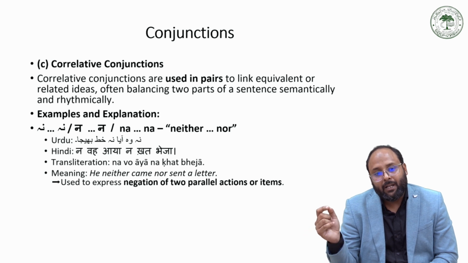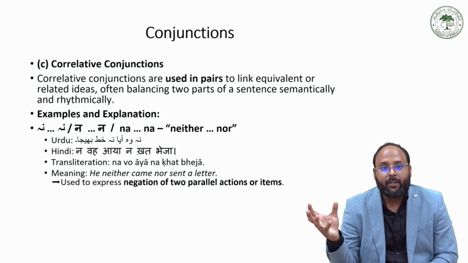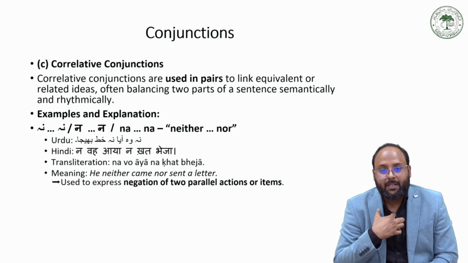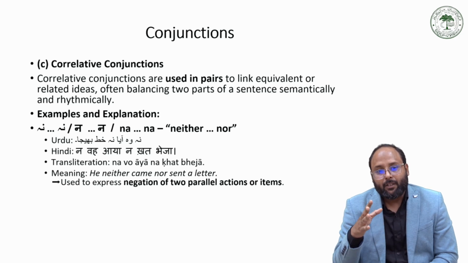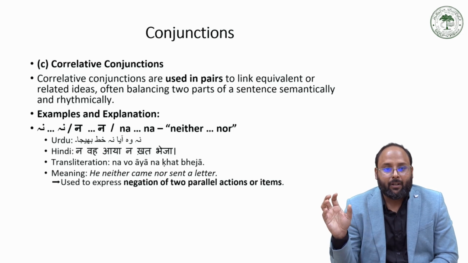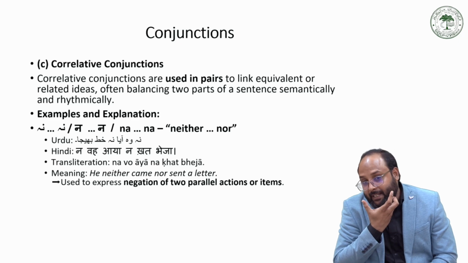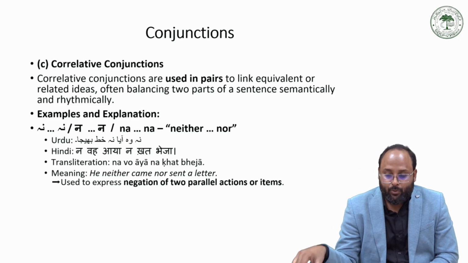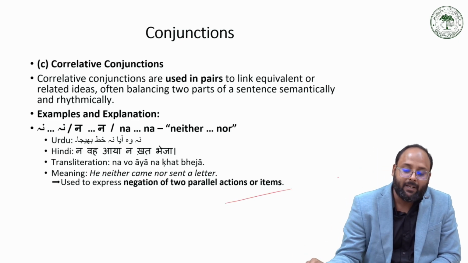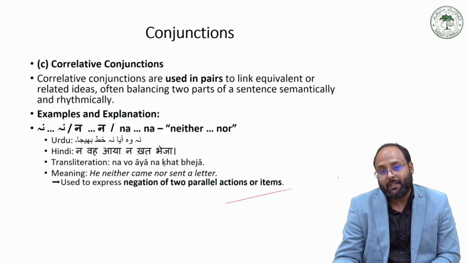Like वो ना आया ना खत भेजा. There are two correlative conjunctions. Like ना वो आया ना खत भेजा. So they are adding two equivalent or related ideas. He neither came nor sent a letter. So it is used to express the negation of two parallel actions or items. That is the correlative conjunction na na, neither nor.